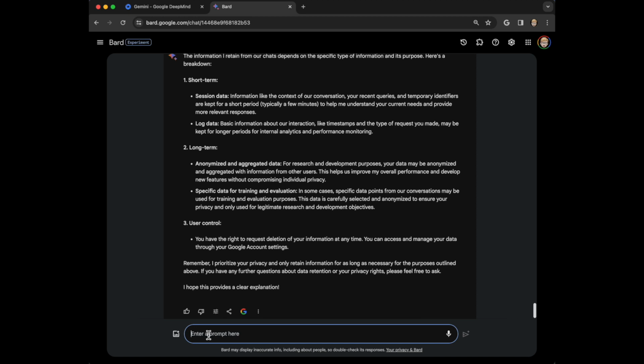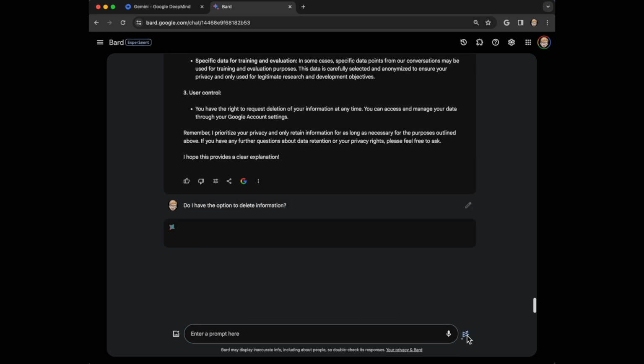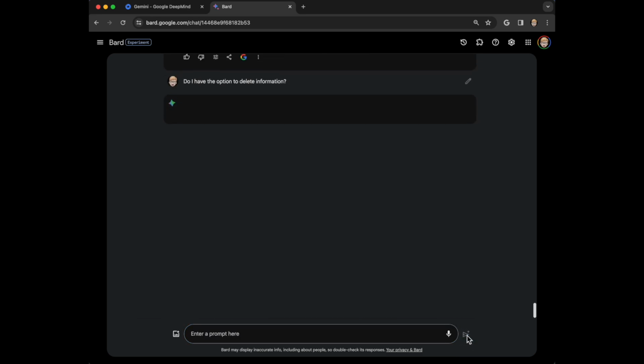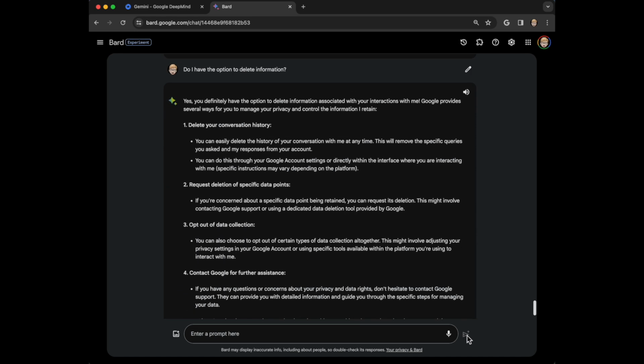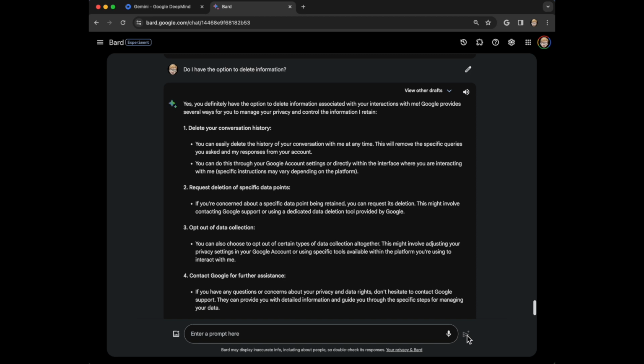One of the questions it did already answer was whether you have the option to delete information. It said that I have the right to request deletion of information anytime, but I'm going to ask it because it's part of my list of questions and just see how it responds. Okay, so one, it doesn't make me feel bad that it just answered that question already, which is good. But it clarifies you have the option to delete it.